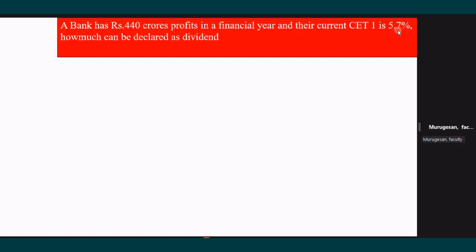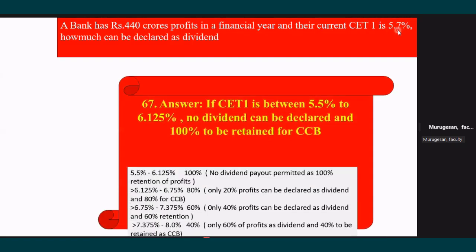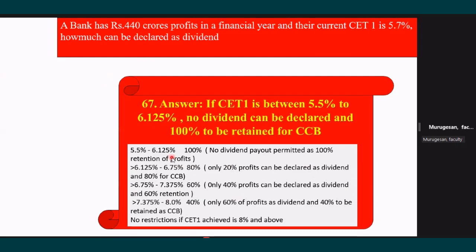The slab you have to remember. This thing you have to memorize by heart, no other choice. If the current CET is between 5.5 plus 0.625, that is 6.125, no dividend can be declared. No dividend can be declared. The entire profit is to be retained as capital, additional tier 1 capital.